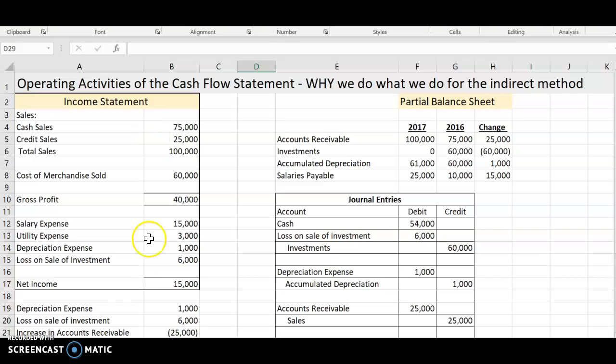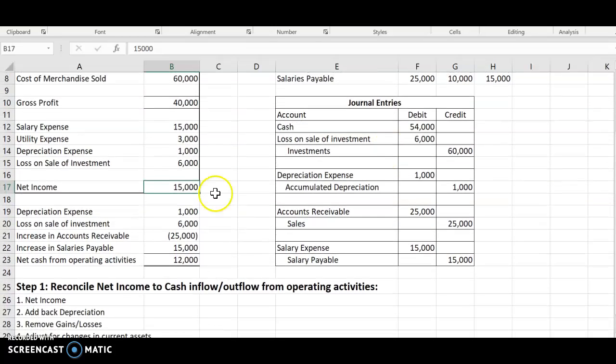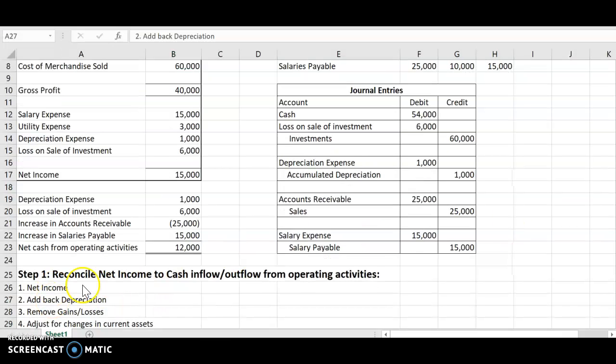So here is my income statement, and notice that net income has $15,000. Notice it has mostly operations in it, but a few items that weren't cash, and at least one item that doesn't have to do with daily operations of my company. So we're going to adjust for these items. First, I'm going to start with net income, which I did here. Okay, so here is your net income.